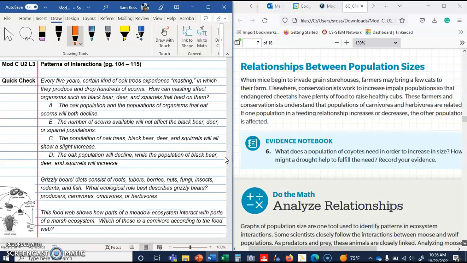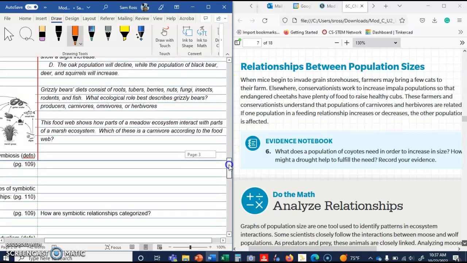Quick check. Every 5 years, certain kinds of oak trees experience masting, in which they produce and drop hundreds of acorns. How can masting affect organisms such as black bear, deer, and squirrels that feed on them? And the answer here is that the population of oak trees, black bear, deer, and squirrels will all show a slight increase during this masting period.